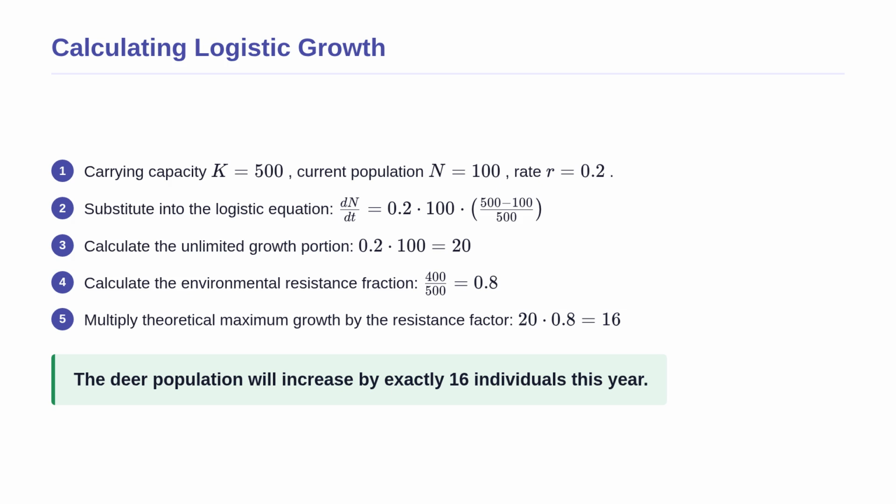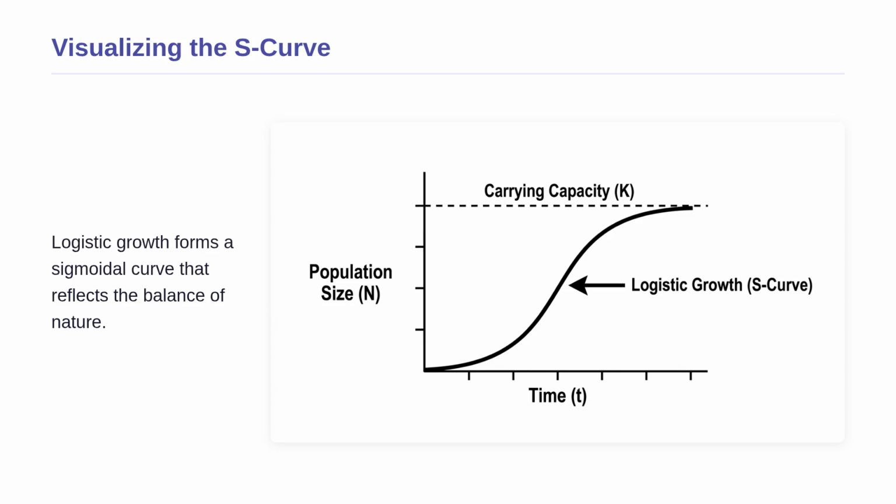Having calculated logistic growth, let us now observe its visual signature. This diagram shows the characteristic S-shaped or sigmoidal curve of logistic growth. Notice the horizontal dashed line at the top? This represents the carrying capacity, K, the absolute ceiling imposed by the environment.